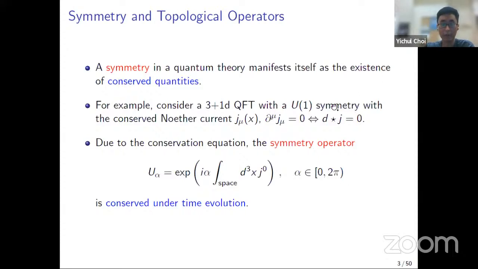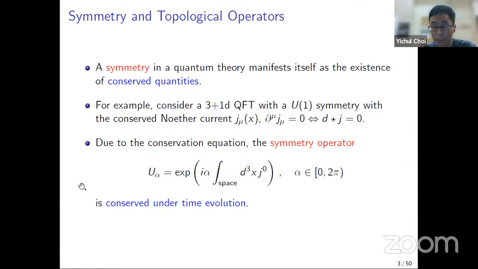So let me begin very slowly. Let's first talk about ordinary symmetries that we all know. A symmetry in a given quantum system manifests itself as the existence of conserved quantities or operators. For instance, if you have a continuous symmetry, you have conserved charges due to Noether's theorem. If you have a discrete symmetry, then you cannot apply Noether's theorem. But still, there will be unitary operators implementing the symmetry transformation, which commute with the Hamiltonian and are thus conserved along the time evolution.